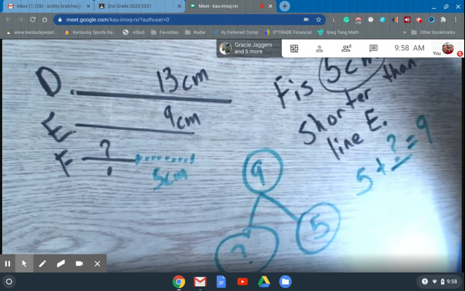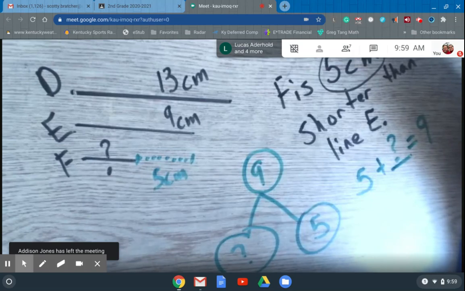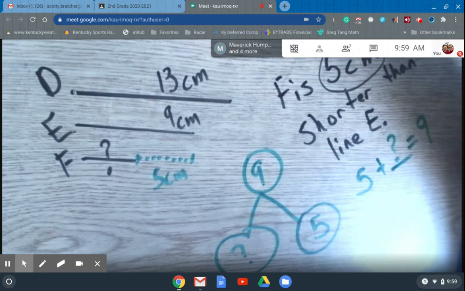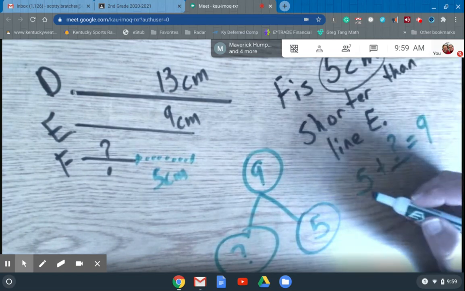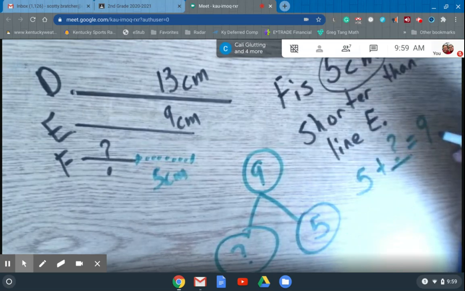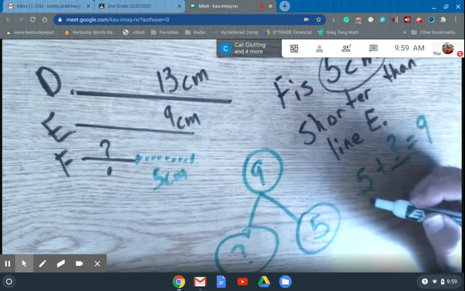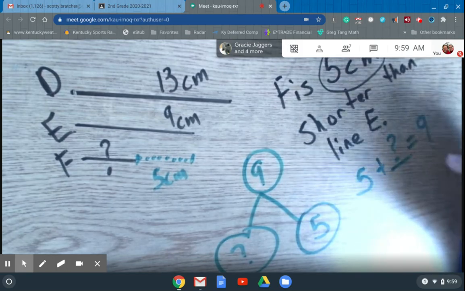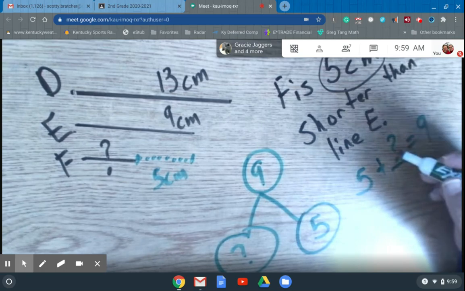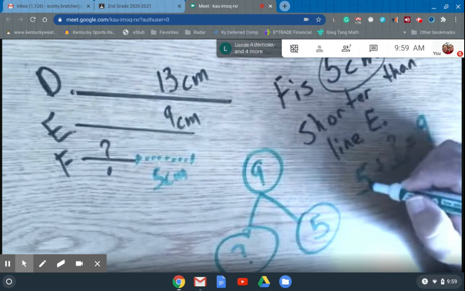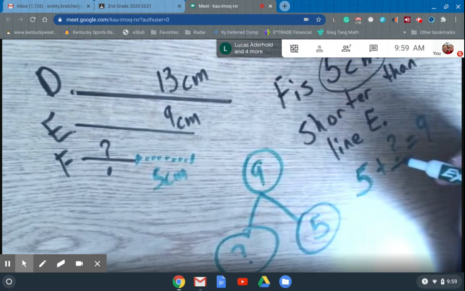Now, I've said this, but it's been a week or two since I said it. I don't expect you to remember it, but I did say it once. A missing add-in problem always turns into a subtraction problem. Because if I say 5 plus something equals 9, I don't have anything to add to 5 to get 9. So I have to end up subtracting to find out what I was supposed to add. But Callie, you're fine. We figured out we got a missing add-in, so now I know I have to subtract.